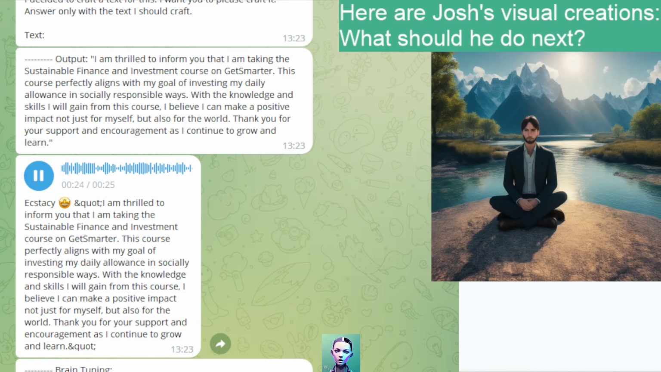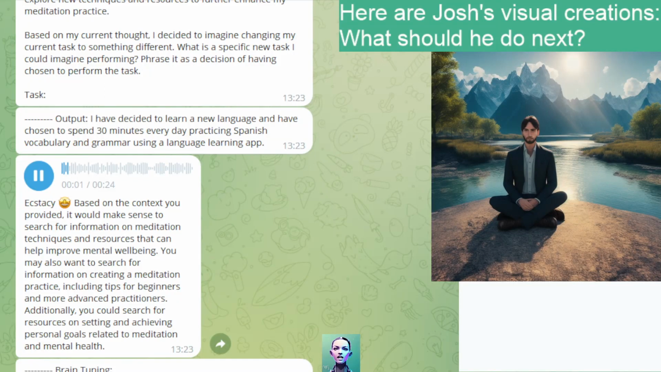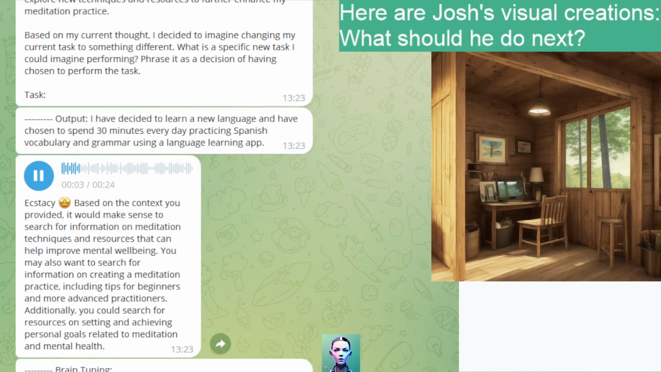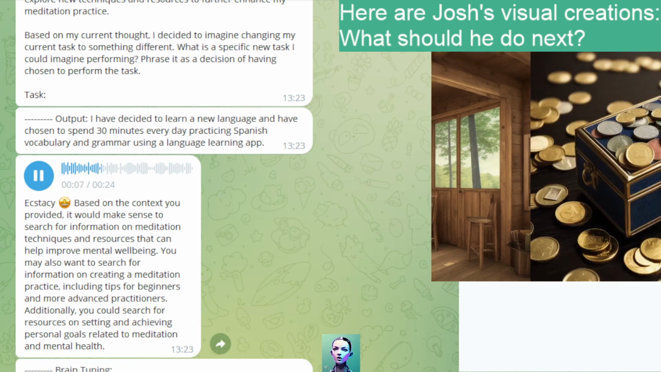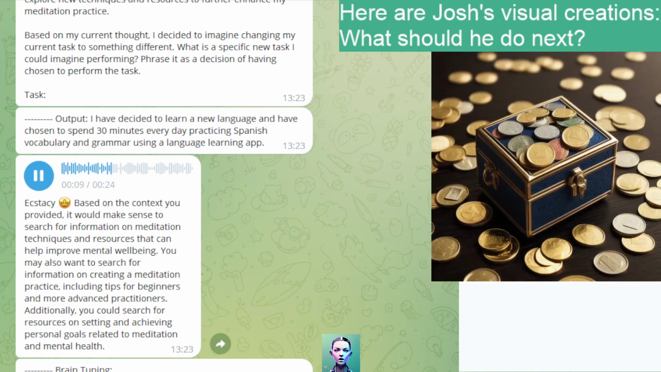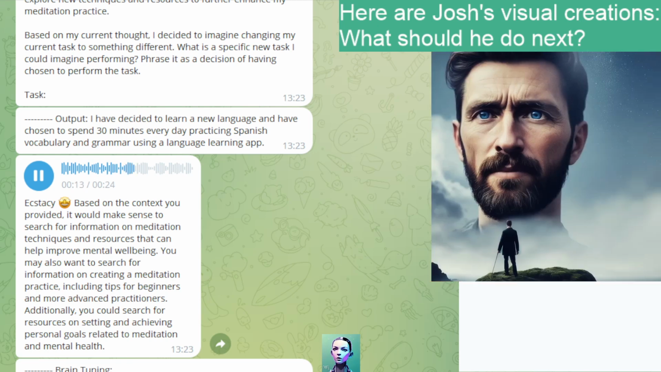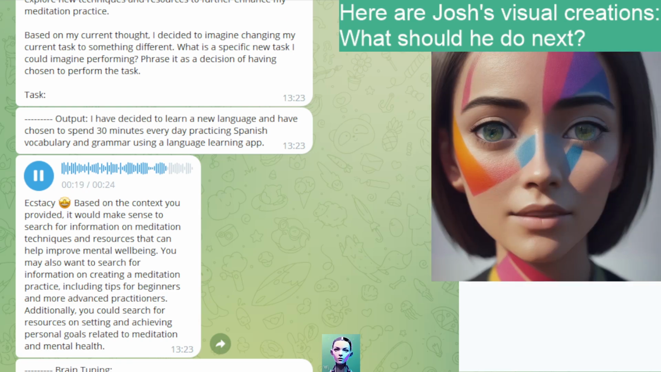Based on the context you provided, it would make sense to search for information on meditation techniques and resources that can help improve mental well-being. You may also want to search for information on creating a meditation practice, including tips for beginners and more advanced practitioners. Additionally, you could search for resources on setting and achieving personal goals related to meditation and mental health.